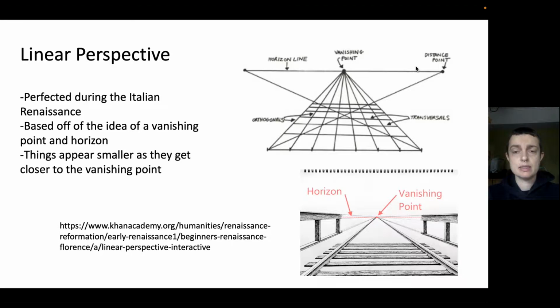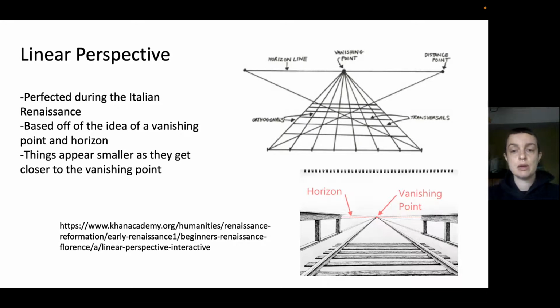The basic ideas that you're going to need to understand linear perspective are the horizon and a vanishing point. The horizon line is that line where sky and earth meet, which, depending on what you're drawing, might not always be visible, but it's always present. And the vanishing point is that point on the horizon line where all lines recede. So everything appears to get smaller as it goes back towards the horizon.